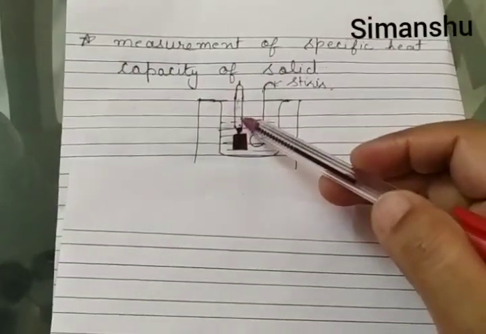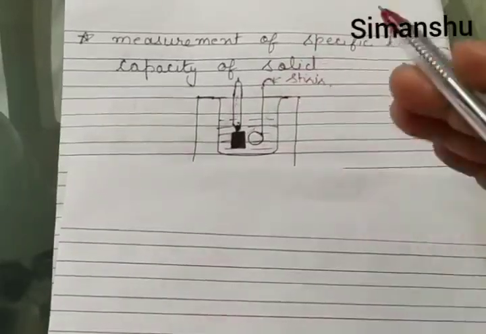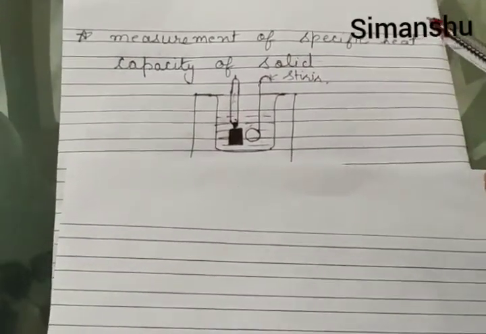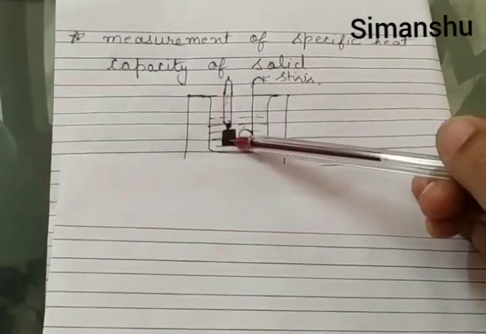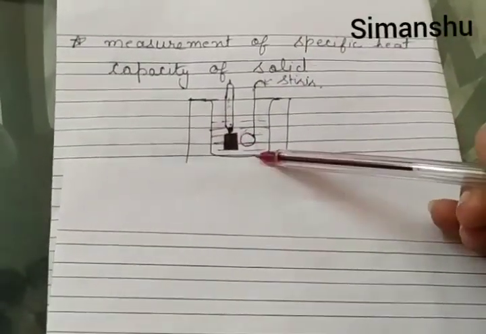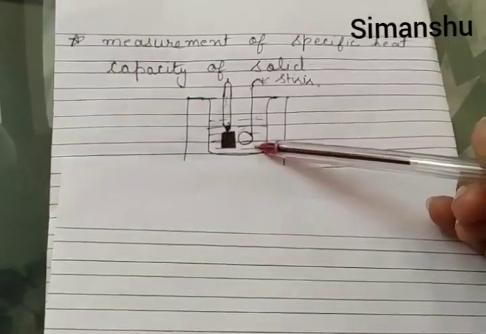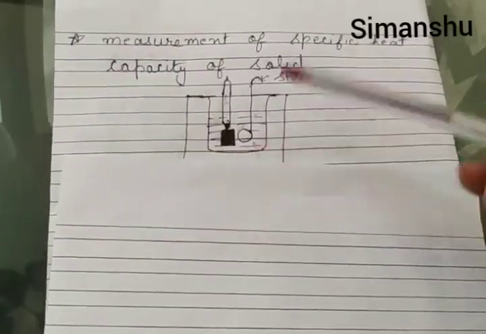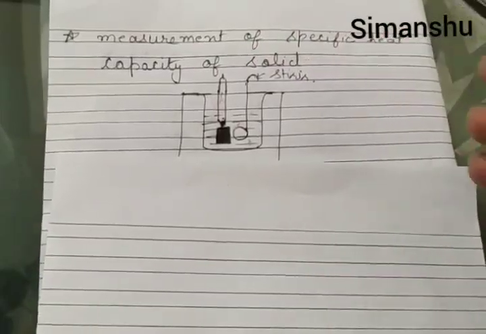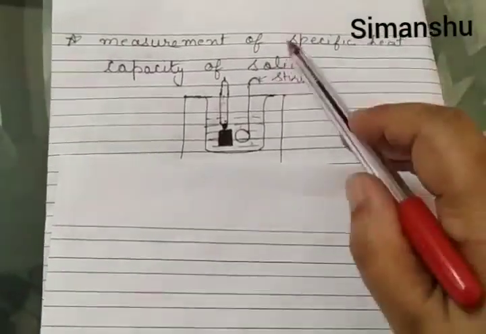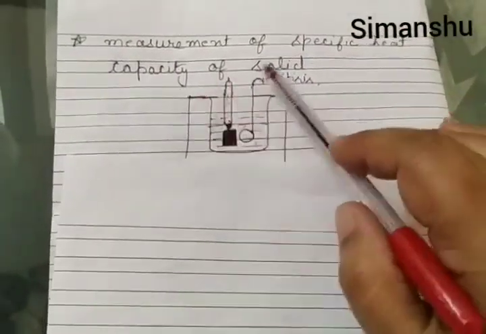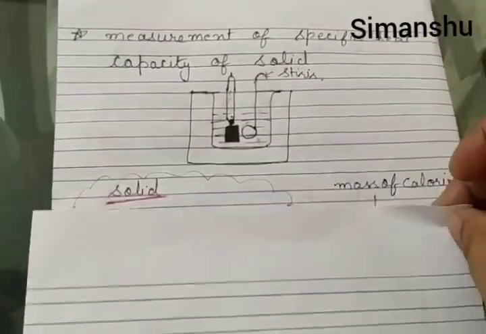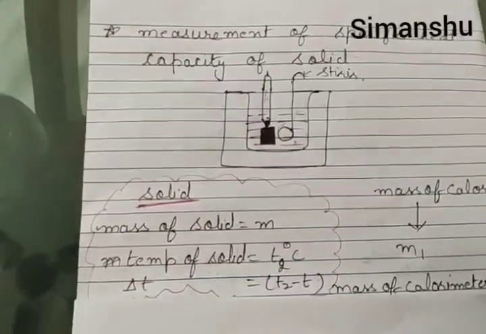So as we have to apply the principle of calorimetry here, we need to calculate the loss of heat by the solid body and the gain in heat by the cold body, that is water. Then we will keep it in equality and we are going to get the required thing, that is specific heat capacity. So first we will write the things related to the solid.